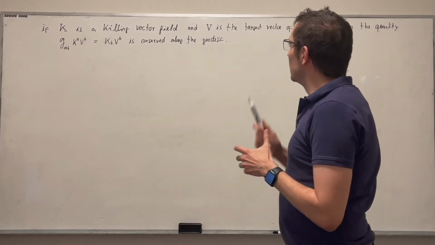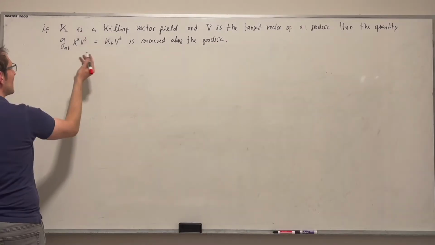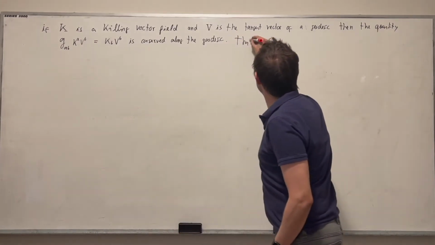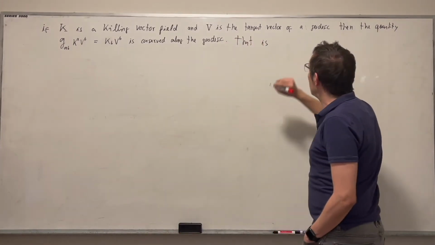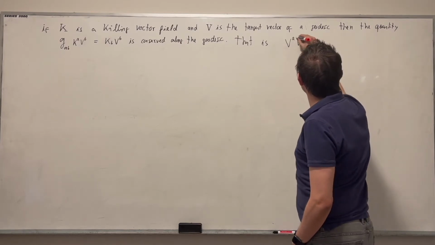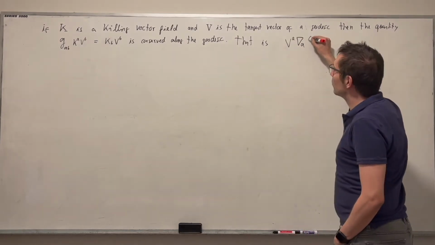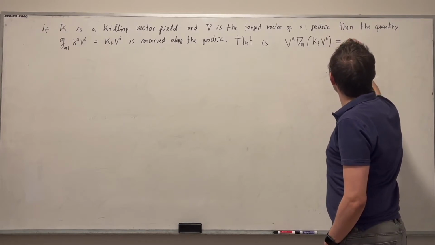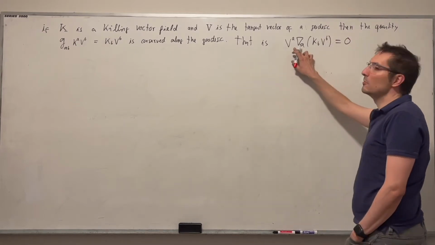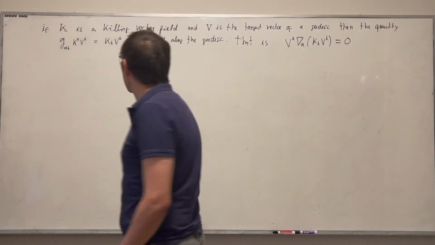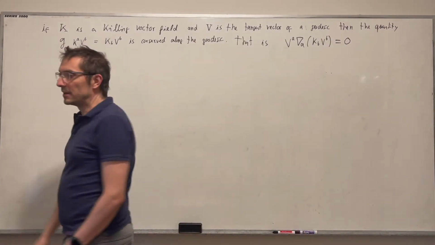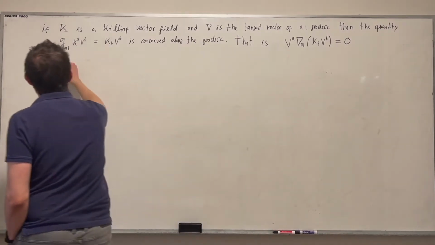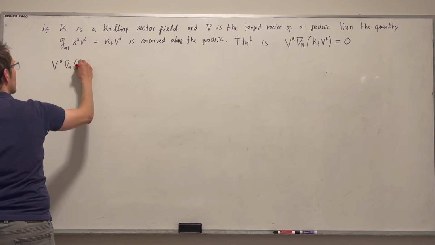So let's prove it. A statement to prove. Let's write it in an equation. That is, the directional derivative in the direction of the geodesic of the quantity K_B V^B is 0. That's the claim. This quantity doesn't vary as I move along the geodesic. All right, so let's prove it. The first thing we're going to do is use the Leibniz rule. Let's start from here: V^A nabla_A (K_B V^B).